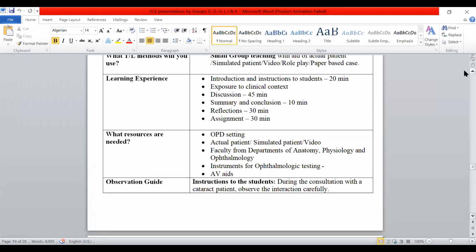And the resources which would be needed here are an OPD setting, an actual patient or simulated patient or video, faculty from the departments of anatomy, physiology, and ophthalmology, and various instruments which will be used for ophthalmologic testing, and the various AV aids. For the observation guide, the students can be divided into groups of 3 or 6 as per convenience.